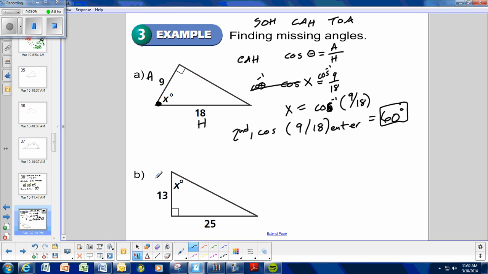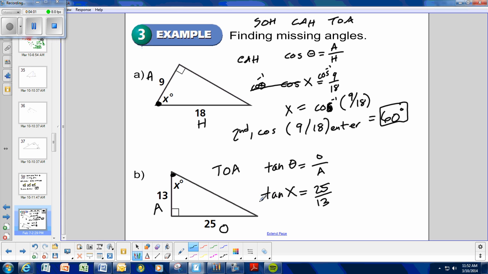Okay, let's try example 2 here, or example B. Here's our angle. Across from the angle is the opposite leg, and next to the angle is the adjacent leg. The hypotenuse is not given to us. So OA would give us TOA. So this is tangent of our angle equals opposite over adjacent. So it's tangent x equals opposite over adjacent.